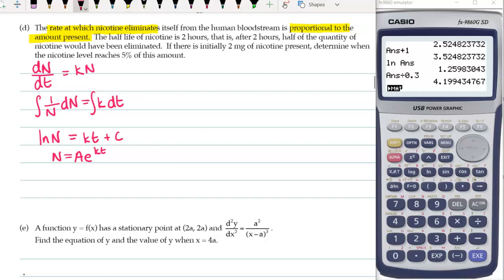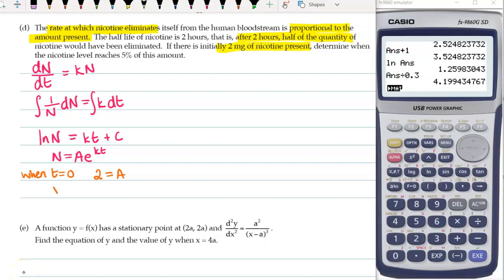Okay, now let's get some values to work out the missing constants. So after 2 hours, half of the quantity would be gone. So we start with 2 milligrams of nicotine present. Okay, so at the start, let's focus on that one. So when t equals 0, we have 2 milligrams present, so our n amount is 2. Okay, so e to the 0 will just be 1, so therefore a is equal to 2.